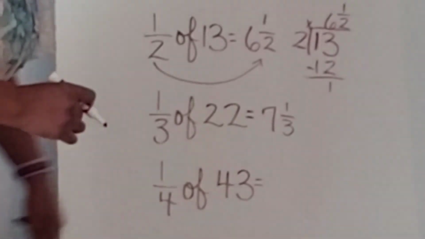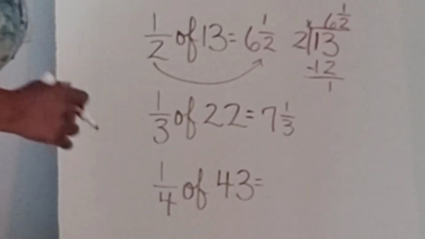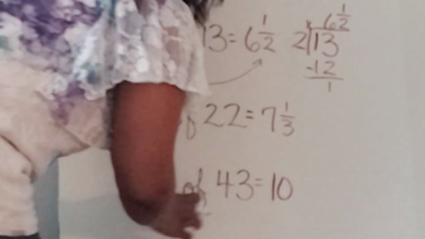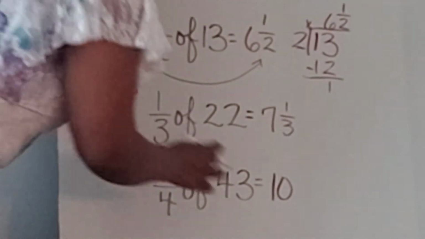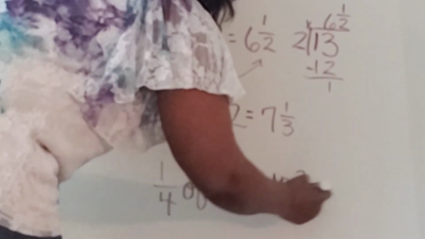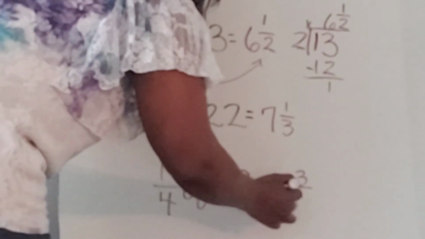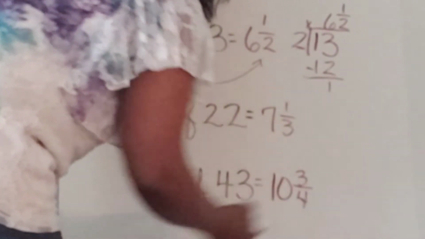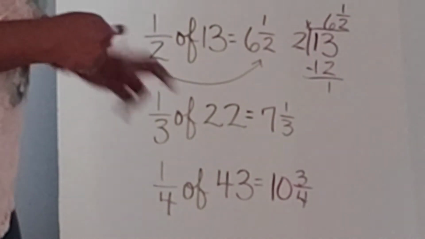All right, now 1/4 of 43. How many 4s are in 43? Well, you should know that there's 10. That should be easy because 10 4s are in 40. But then what do I have left over? 3, right? Because 40 is 3 away from 43. And my 3 becomes my numerator and my denominator stays the same. 10 3/4. Okay? That's all that we are doing for those.